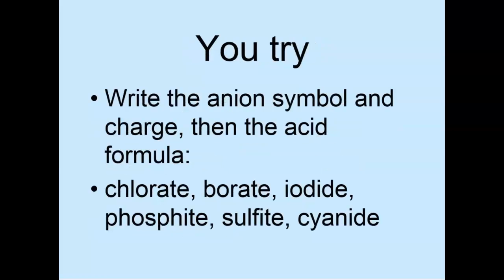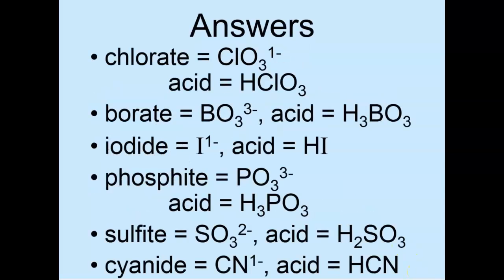Alright, so you're going to write the anion symbol, the charge, and the acid formula for chlorate, borate, iodide, phosphite, sulfite, and cyanide. Pause it here, write down the name of the ion, the anion symbol and charge, and the acid formula. So you're back. Let's continue by looking at the answers. Check your answers. You can pause here. If you have any questions, be sure you highlight it, and then we'll talk about it when we get back to class.